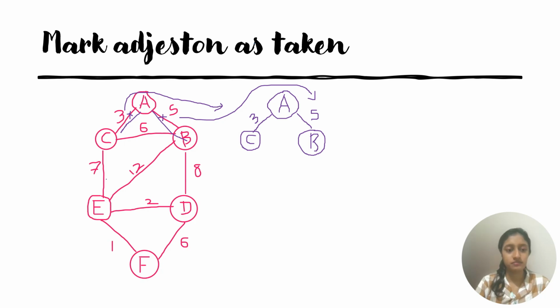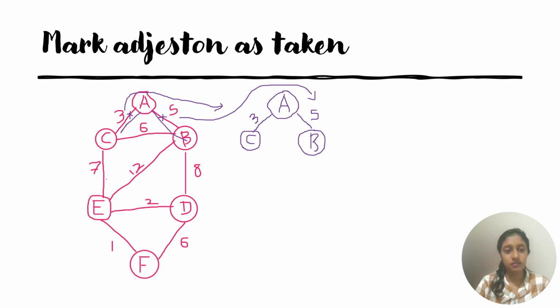Then next, here are some. Next minimum value, we can see the 6. Can we take the 6, C to B? No, actually we don't get C to B edge because in this PRIM's algorithm, we cannot build cycles. If we make a cycle in PRIM's algorithm, it's wrong. Okay.